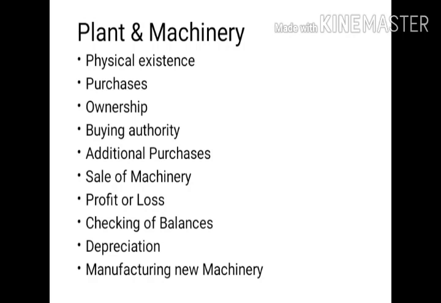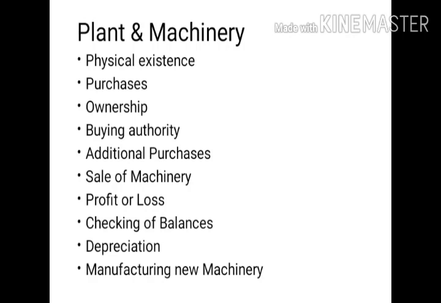Next point, checking of balance. The auditor has to check the opening and closing balances of plant and machinery account with the help of previous year and current year's books of accounts after sale, purchase, as well as sale on plant and machinery. If you earned any profit or loss, everything has to be checked in the particular books of account of plant and machinery. The next point is depreciation.